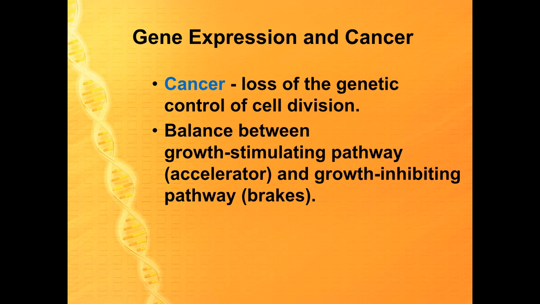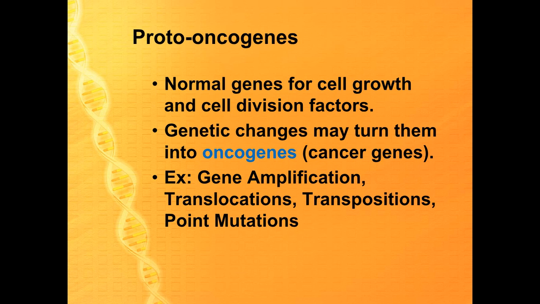Of course, anytime we're talking about replication and control, we need to think about cancer. We've defined cancer as the loss of control of cell division many times. But there normally is a balance between the gas and the brakes, the growth stimulating pathway and the inhibiting pathway. But in cancer, we lose that balance. We're all gas, no brakes.